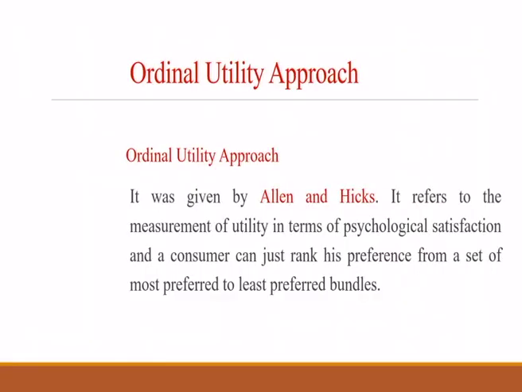The Ordinal Utility Approach was given by Allen and Hicks, which refers to the measurement of utility in terms of psychological satisfaction. A consumer can just rank his or her preference from the set of most preferred to least preferred bundles. I think this is very clear. Ordinal utility only ranks, it will not give you numbers. So the total utility numbers you will not find in the Ordinal Utility Approach.